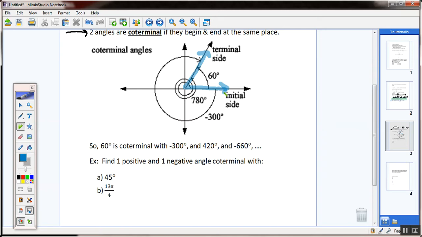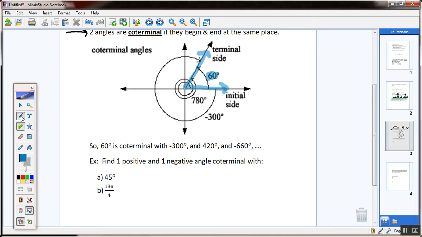My initial side is always on the positive side of the x-axis. Basically, it's to the right here. That's where this is always going to start. And then this is considered my terminal side right here. How many degrees is this, kids? 60 degrees. When angles are generated from circular motions in a coordinate plane, we always start on the x-axis, and typically you move in a counterclockwise direction. Moving from here to here, how many degrees is this? 60 degrees.